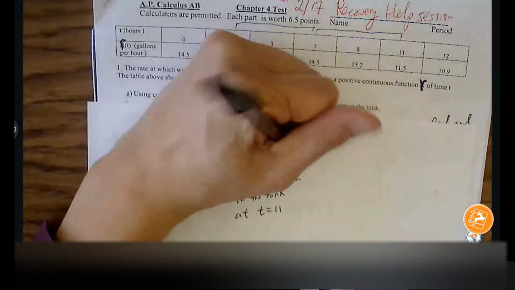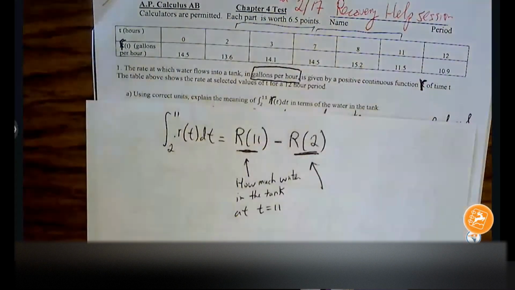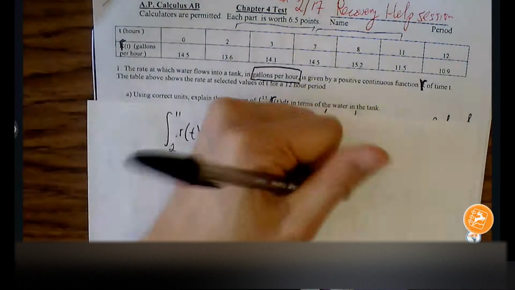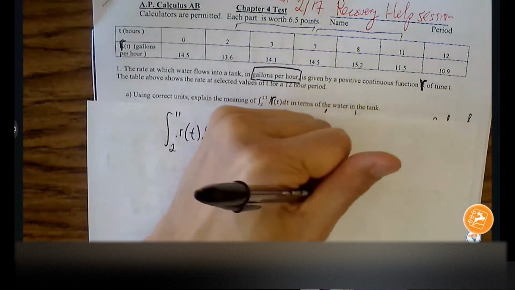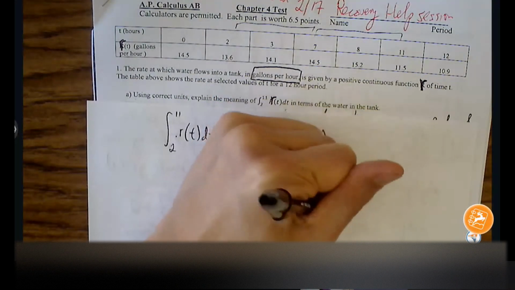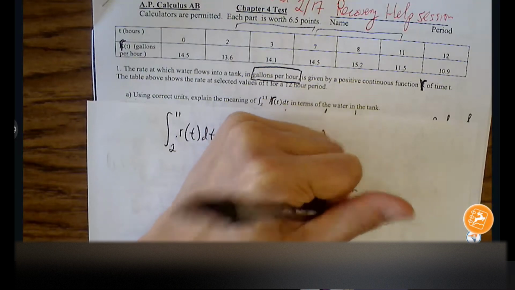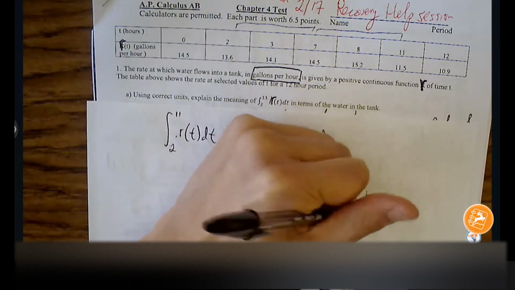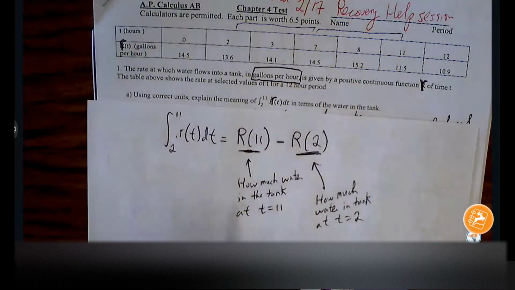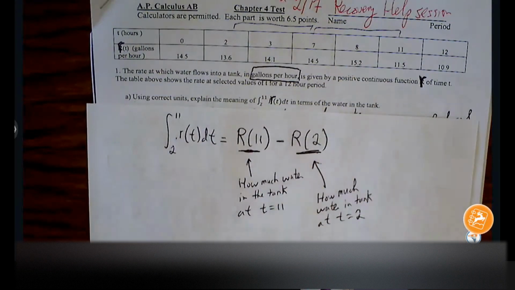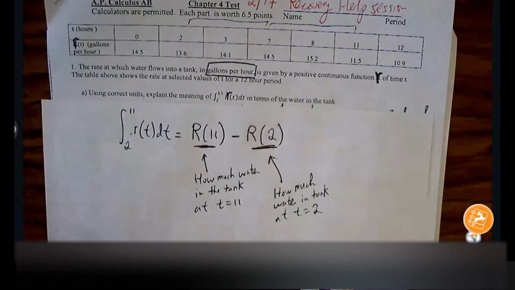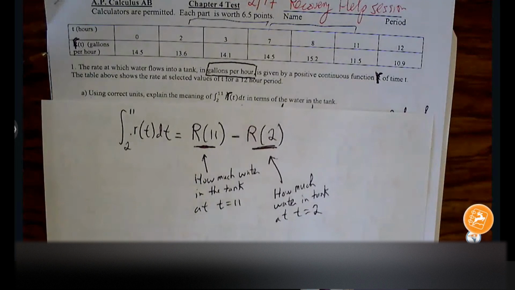Right, so what do you think R of 2 is telling us? How much water in the tank at t equals 2? So what do you think R of 11 minus R of 2 is going to tell us about this condition inside the tank?